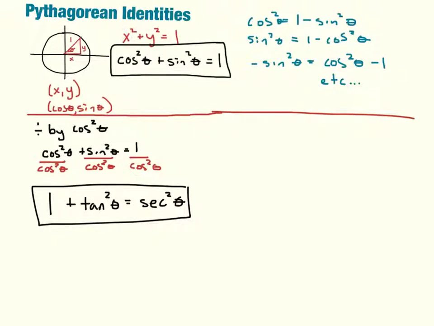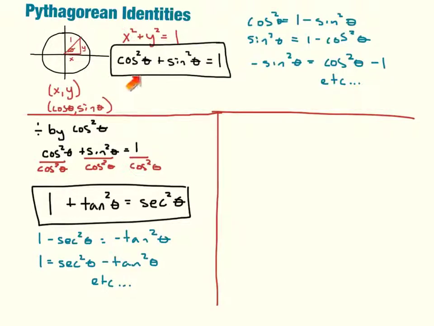Just like before, we can manipulate this. I could say 1 minus secant squared theta equals negative tan squared theta. Solving for 1 equals secant squared theta minus tangent squared theta, etc. So you just keep manipulating the equation however you want.